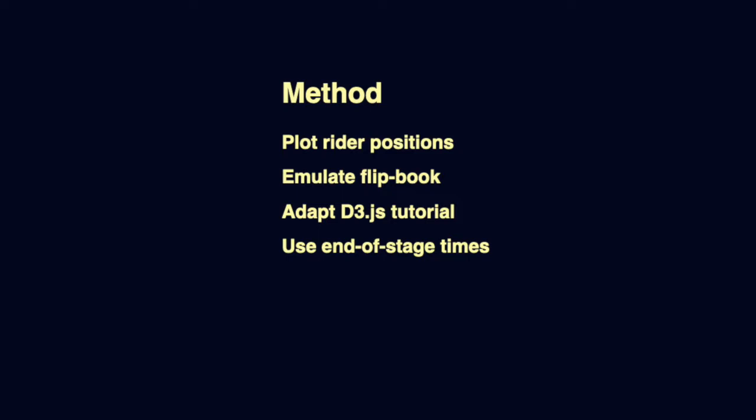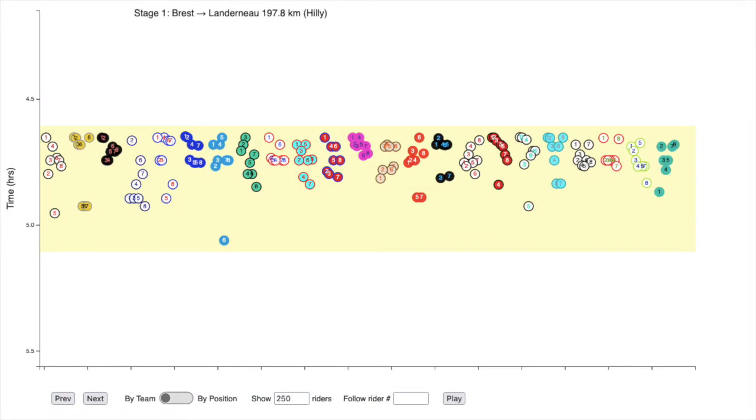The real problem is I don't have intraday snapshots of rider positions. All I could find were rider times at the end of each stage. So I just went with that. Pretend the whole tour is one continuous race, with each stage representing an intermediate point. So here's how the race looked after the first stage.